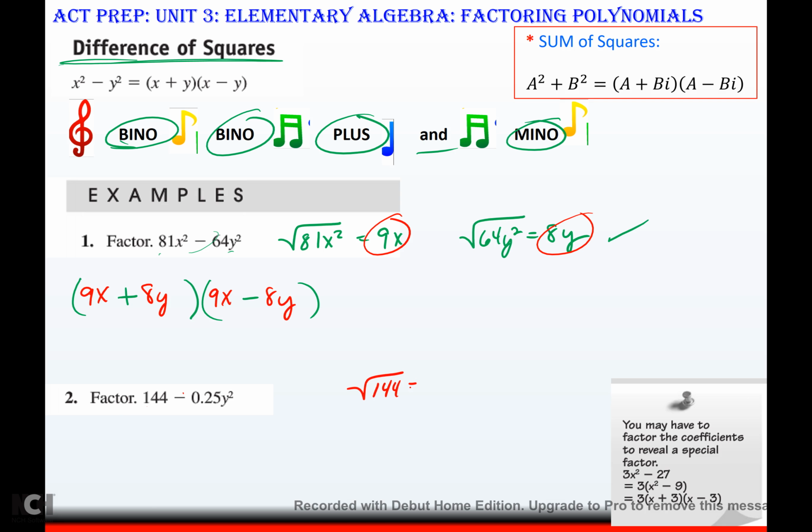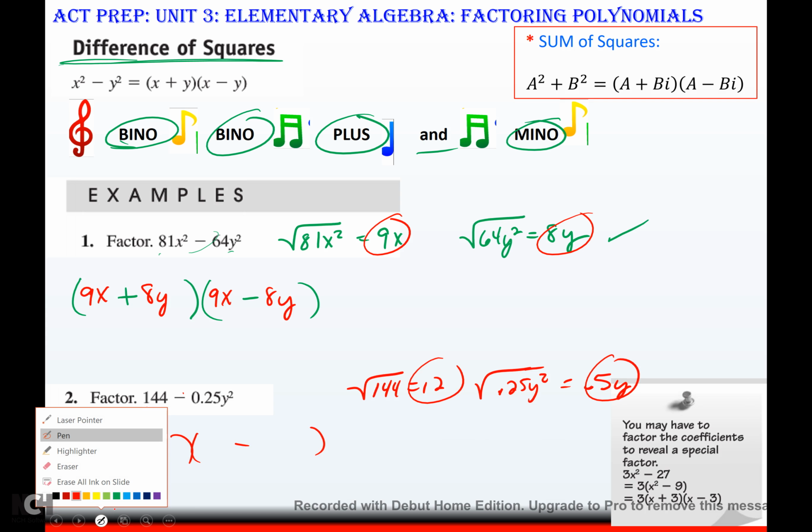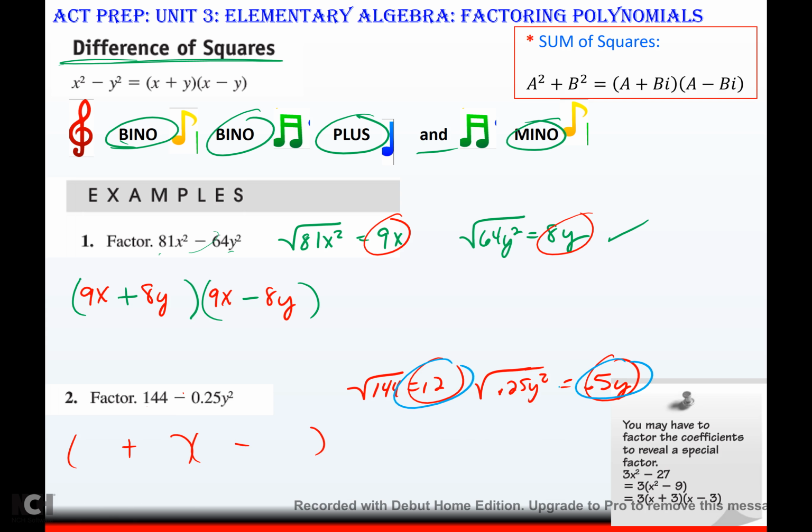Two terms and a minus sign make me think difference of squares, so I've got to check. Square root of 144 is 12. Square root of 0.25y squared would be 0.5y. And again, check it, use a calculator, type in the square root of 0.25, it'll tell you 0.5. So it is perfect, which means I've got a bino, plus, and minus. So I've got 12 plus 0.5y and 12 minus 0.5y. Done.